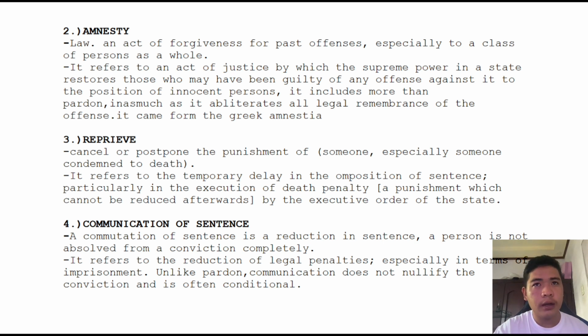Bali po ang amnesty, isa po itong opisyal na nagpapatawad para sa mga taong nahatulan ng mga pagkakasala sa politika.